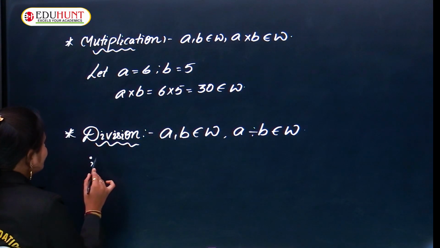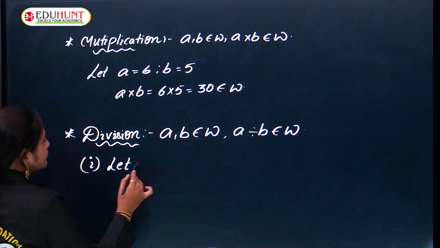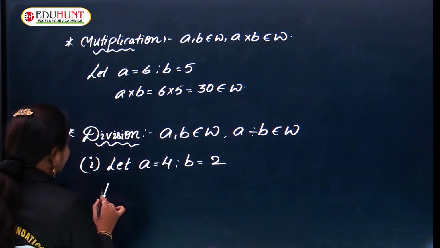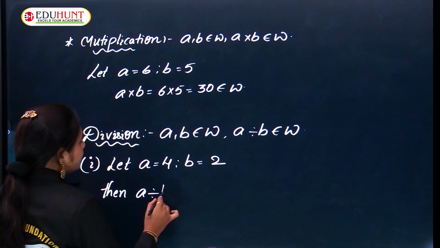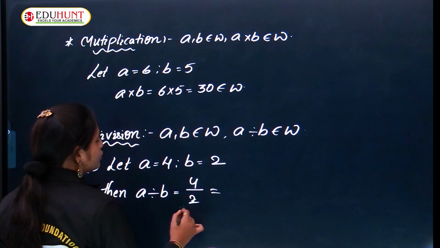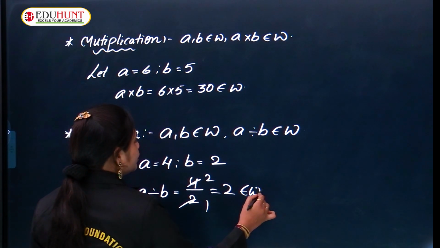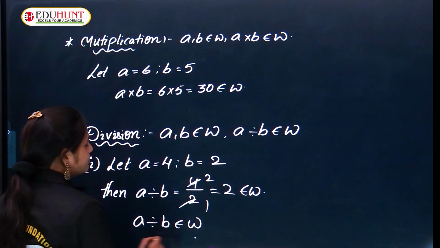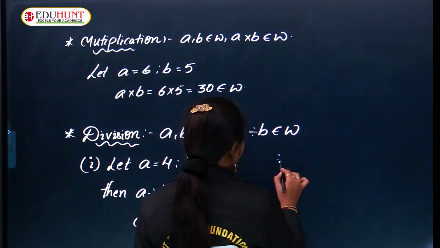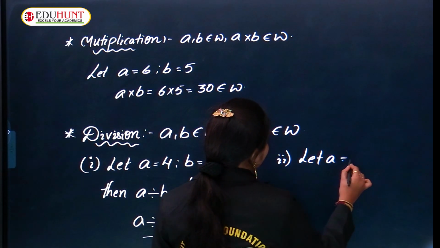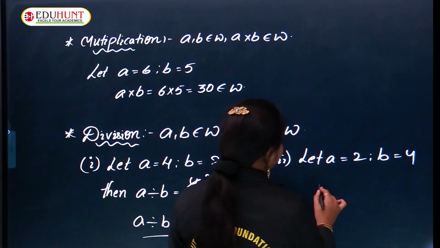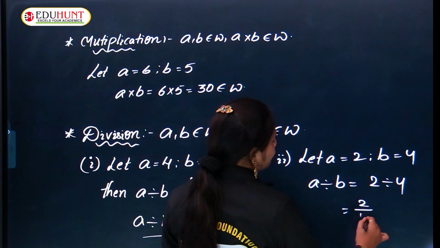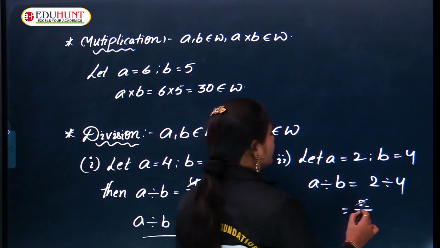Just to say, here also two cases are there. Let a is equal to 4, b is equal to 2. Then a divided by b is equal to 4 by 2, which is 2 ones are 2, 2 twos are 4. Then we are getting 2. Understood? Now a divided by b belongs to whole numbers. In another case, let a is equal to 2, b is equal to 4. Now a divided by b is equal to 2 divided by 4, which means 2 by 4 only, no? Then 2 ones are 2, 2 twos are 4.